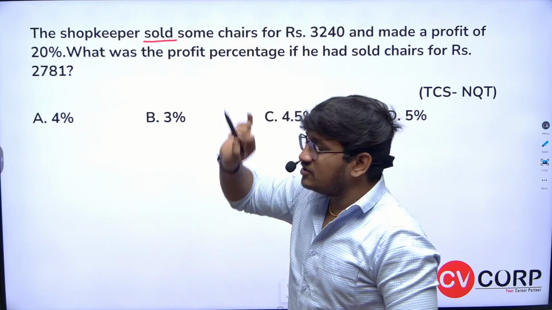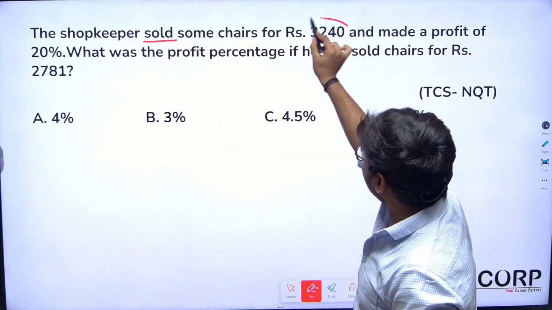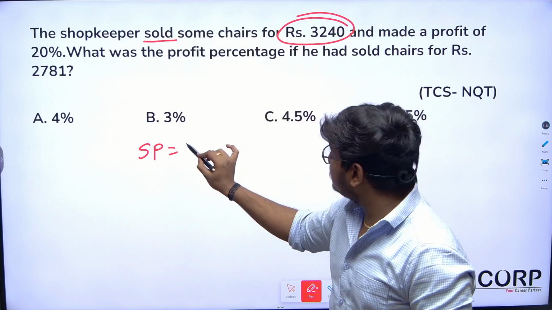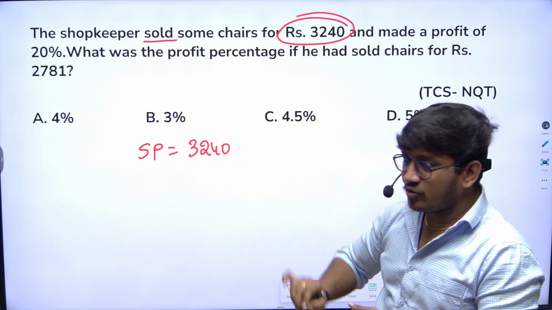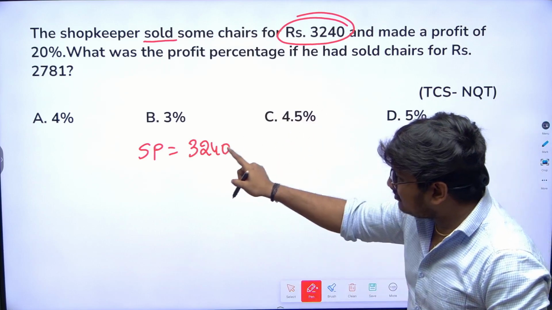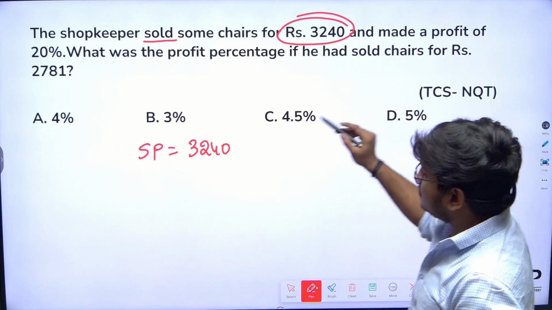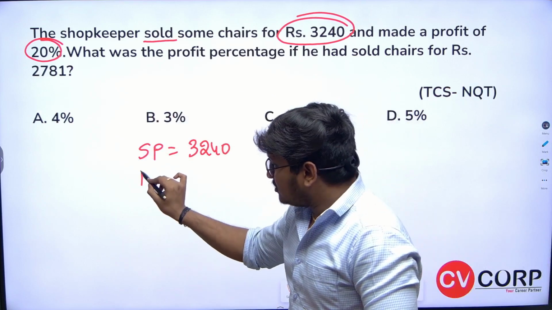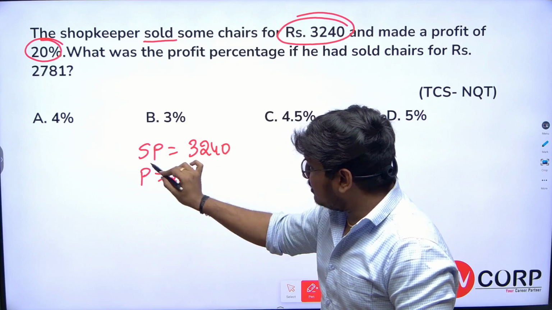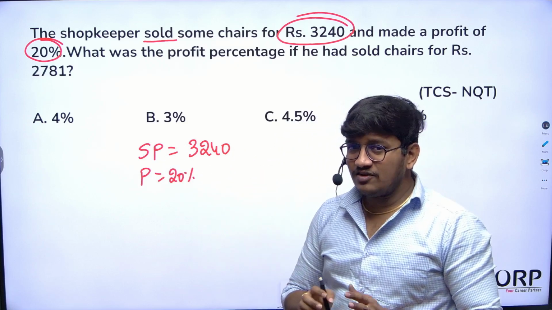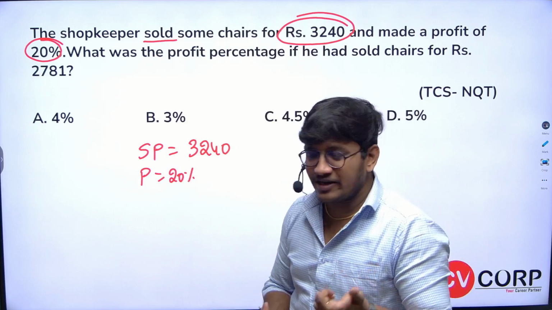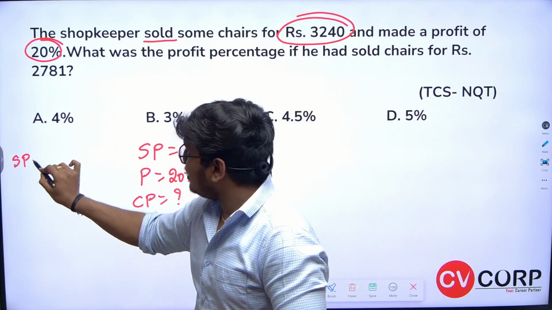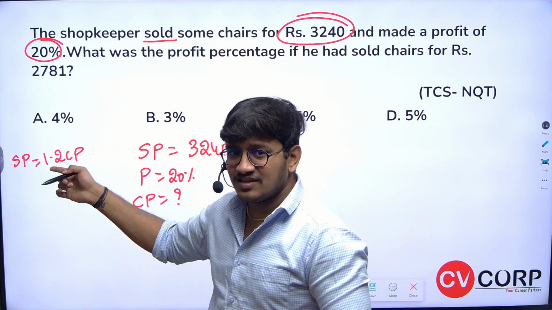A shopkeeper sold, in the sense of selling, at what price? 3240. Can I say that the selling price of the chairs is 3240 rupees? After selling at this price, is he getting profit or loss? He's getting 20% profit. They mentioned that the profit is 20% and the selling price is 3240. Can't we find the cost price using the relation I told you earlier? I want to find the cost price. What is the logic, guys? Selling price equals 1.2 times the cost price. Is that the same thing I said now?